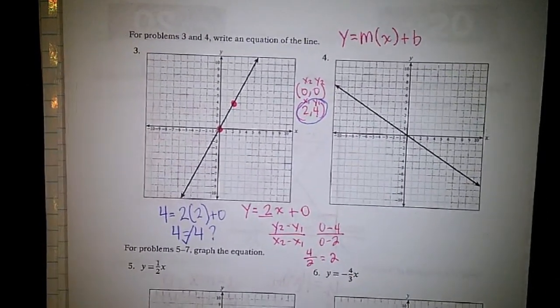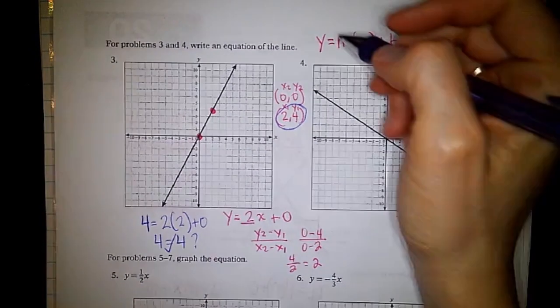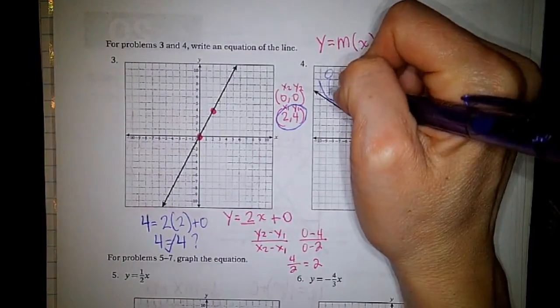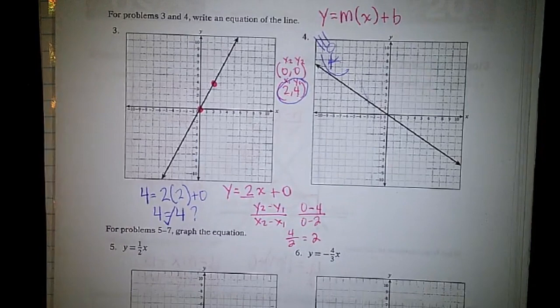Uh-oh. What's the problem? What's wrong? It's a negative slope. He's rolling down the hill. So I want you to go ahead and solve for the slope of this one.